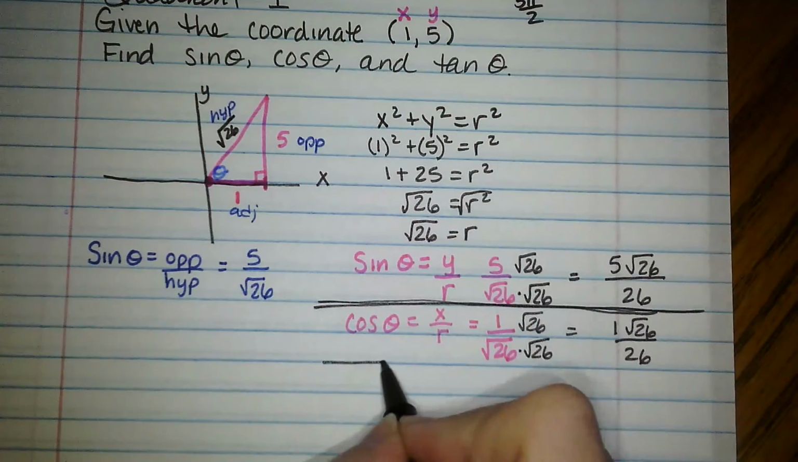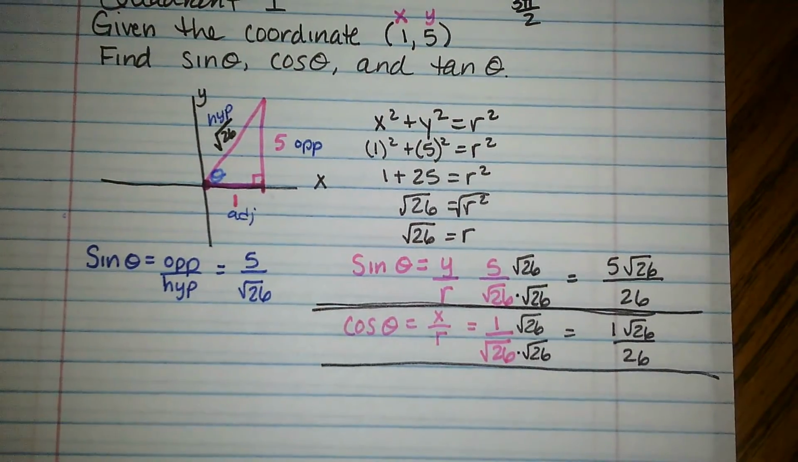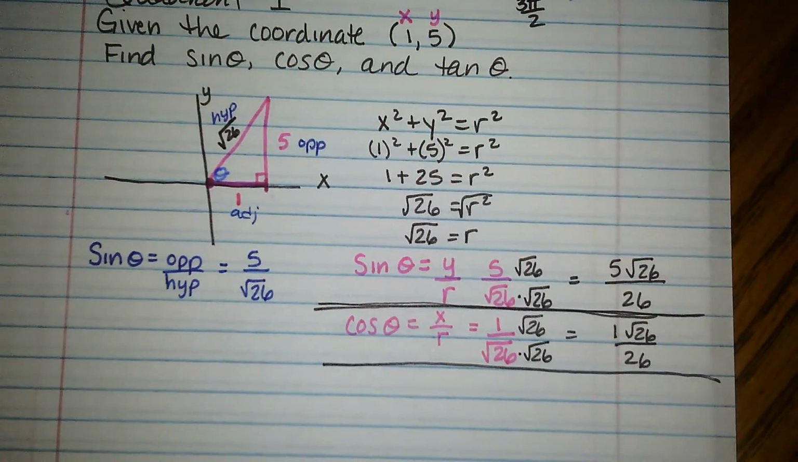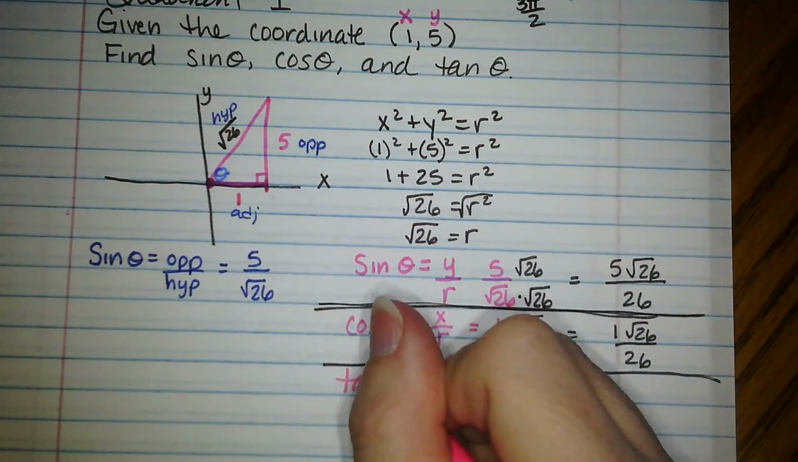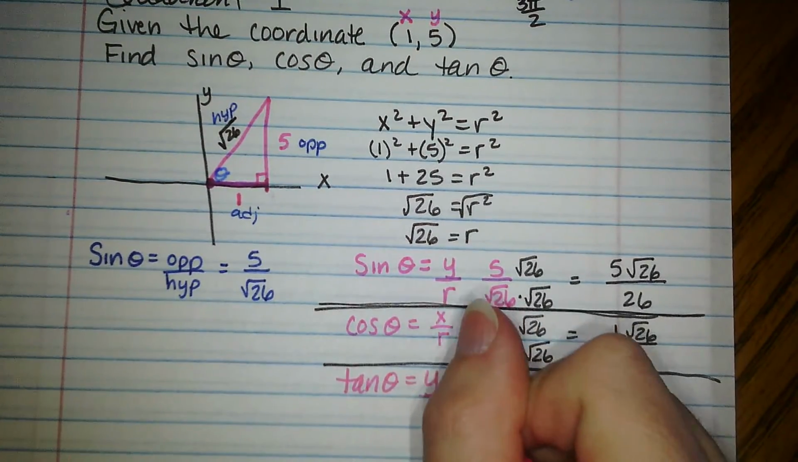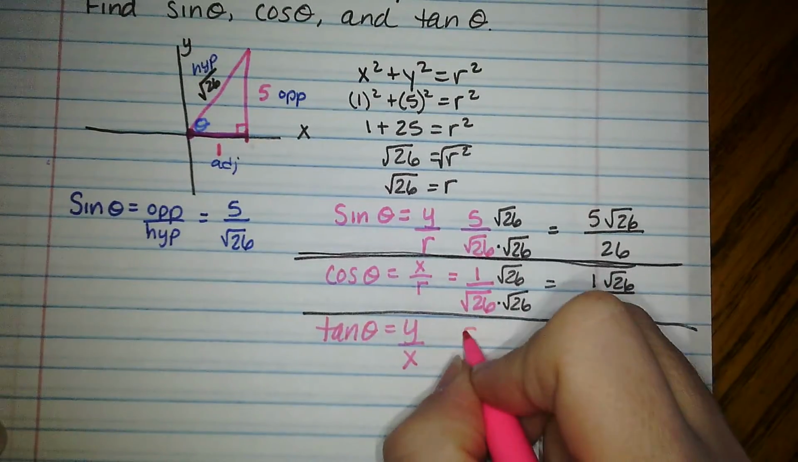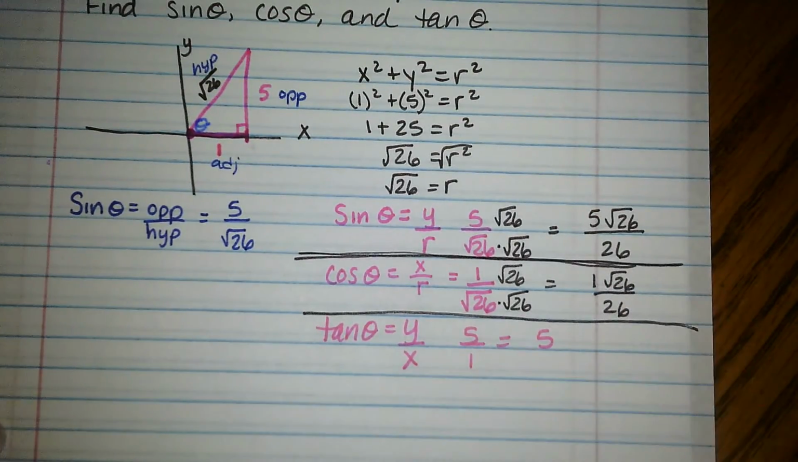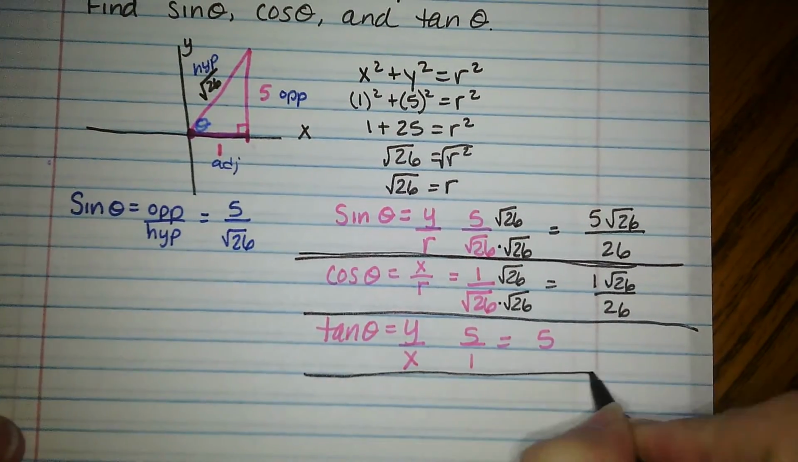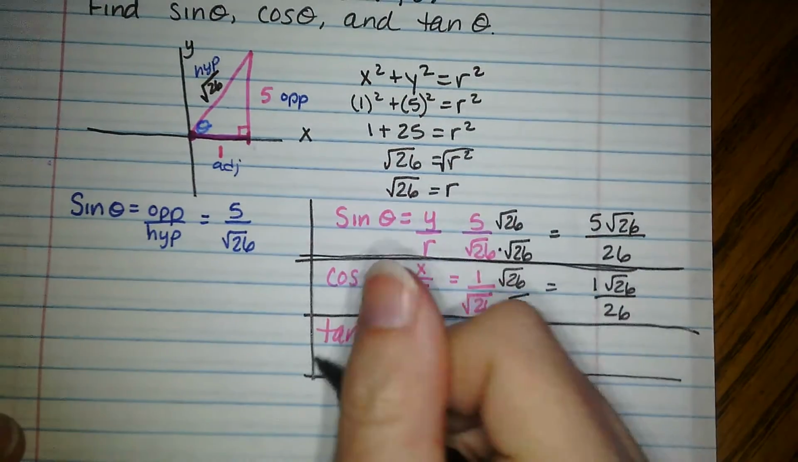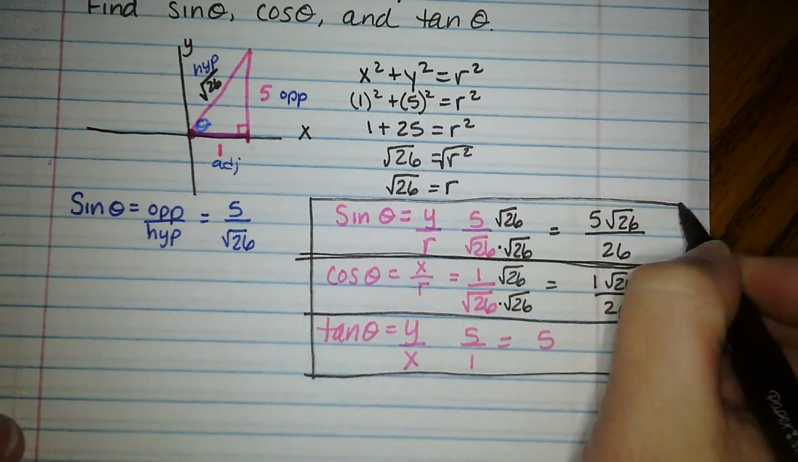And then I've got my tangent function. So for tangent, it is y over x. My y is 5. My x is 1. That's just 5. And you're done. So this is what a quadrant 1 coordinate looks like. Stay tuned for quadrant 2.